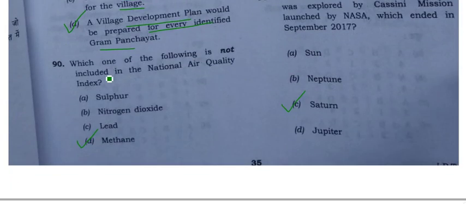90th one. Which one of the following is not included in the National Air Quality Index? So SO2 is there, NO2 is there, lead is there, methane is not there. Okay, please remember one more gas is not there. CO2 is also not there. Carbon monoxide is there. 8 gases are included in the National Air Quality Index, NAQI. Okay.